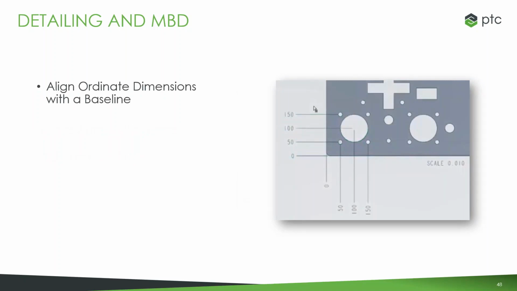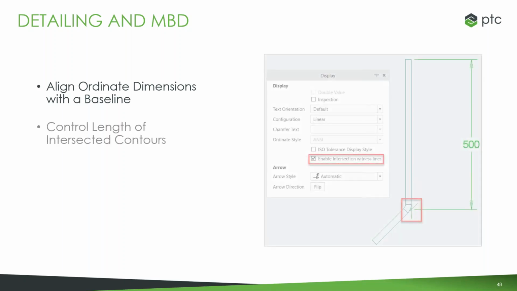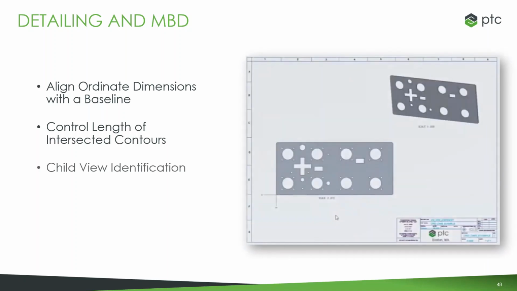Align ordinate dimensions with a baseline is an option in drawings now. So this is the way the ANSI standards like to do it. And when that's set as your standard, you'll have this capability as well. More control over the length of intersected contours. If you have an overlap, no problem. You can set a value for that, so you can control exactly what that's going to look like.